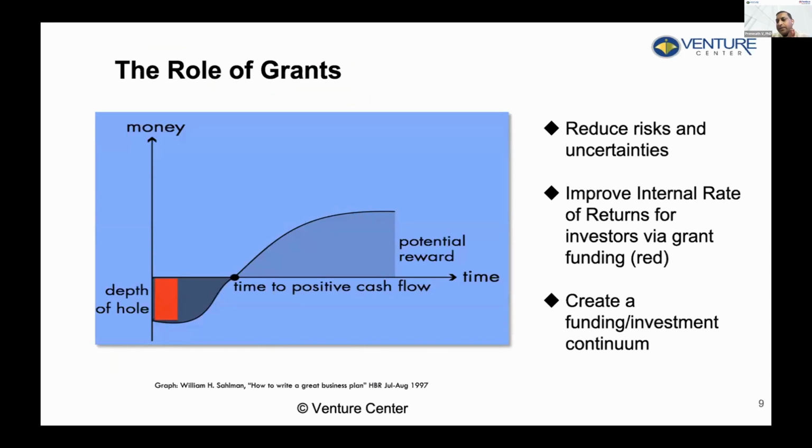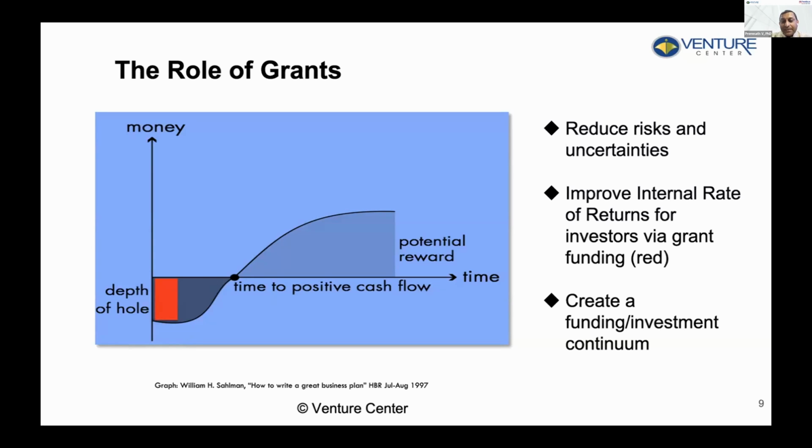Just to give you a sense of what these grants are for, if you were to think about your business and you're developing technologies and investing money in building the business, essentially you're investing and you're in the red. The y-axis here is money, the x-axis is time. You're basically investing, and then when you come out into the positive, there's a reward at the end of the day. That reward has to obviously be larger than the investment you're putting in.